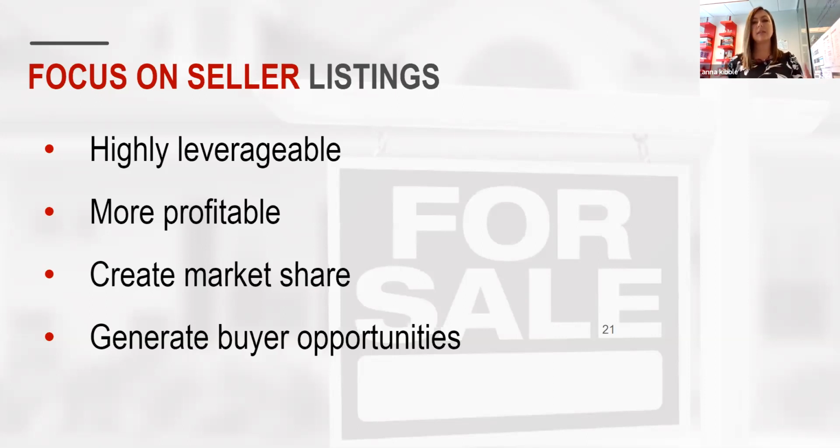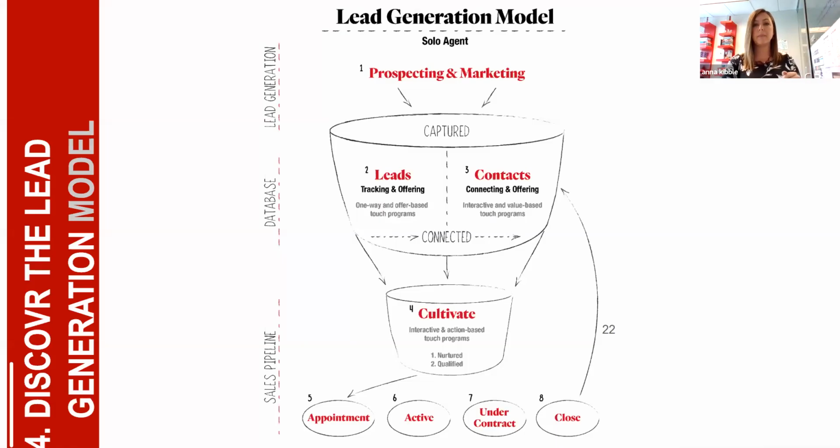And I can't stress this enough. When you have a listing, you have inventory. And when you have inventory, you have something to market, and that marketing can elicit a prospect, right? So it creates this whole circle. Focus on seller listings. They generate buyer opportunities. They are the fuel that gets this whole system running.